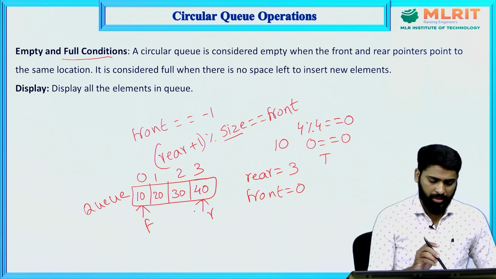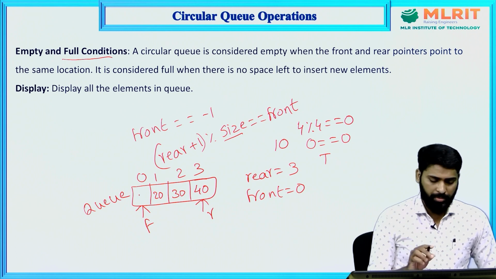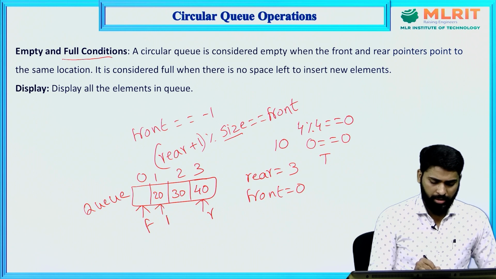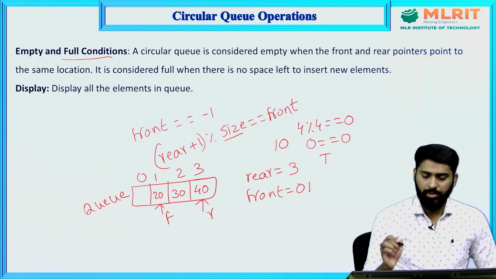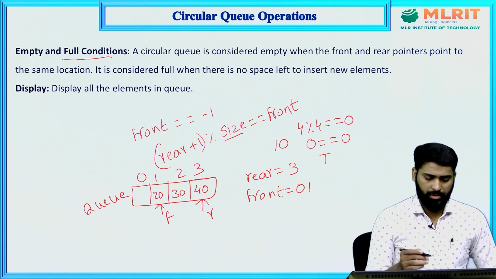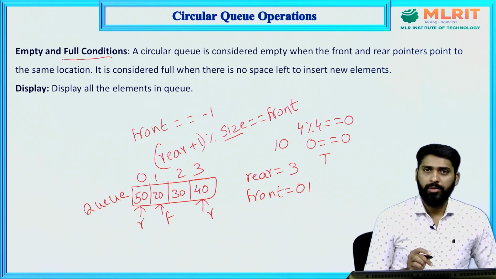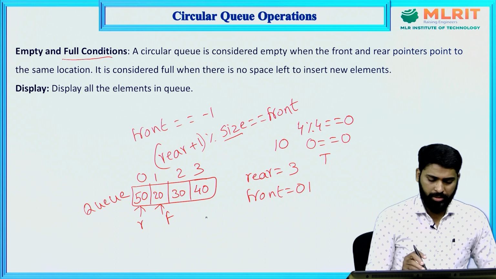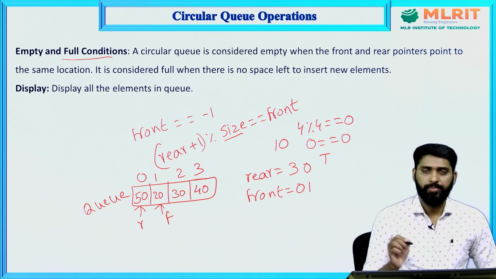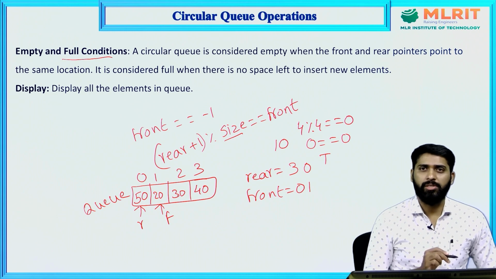Now, consider another case. For example, here I delete one element. So, I increment the front value. Okay, now what is the front value? 1 now. So, what is the rear value? 3. If I insert one more element, for example, I insert 50 here. Now, this is the rear. Okay. So, what is the index? 0. Now, is the queue full? Yes. In this case also the queue is full.